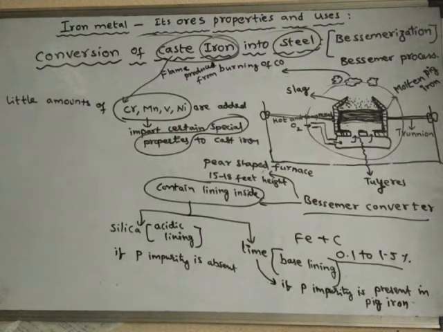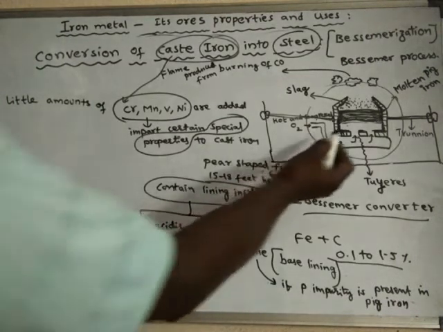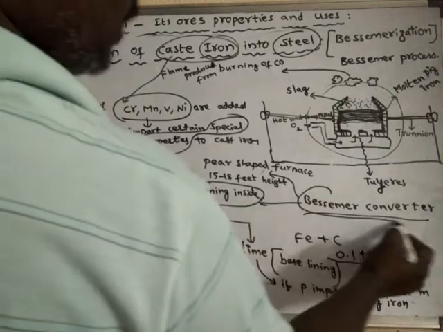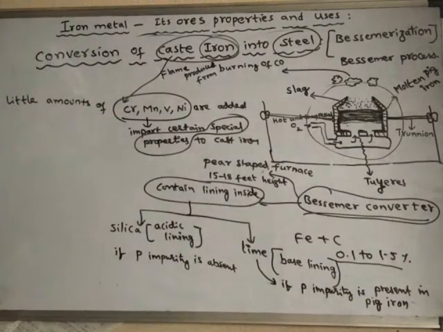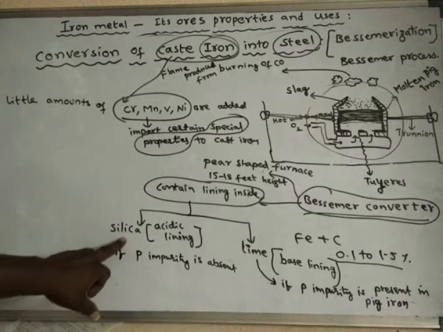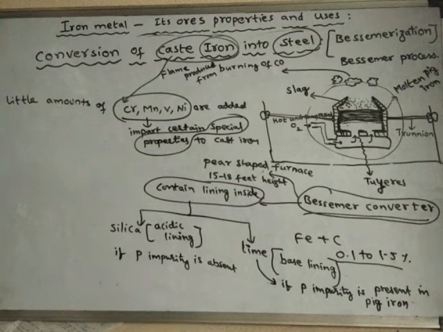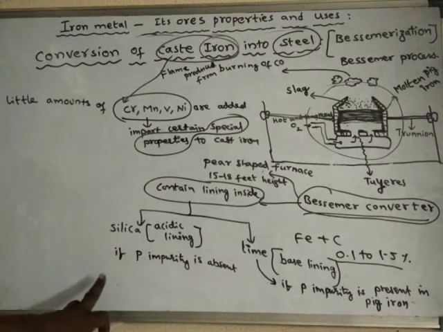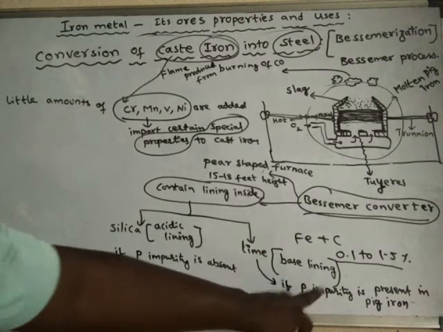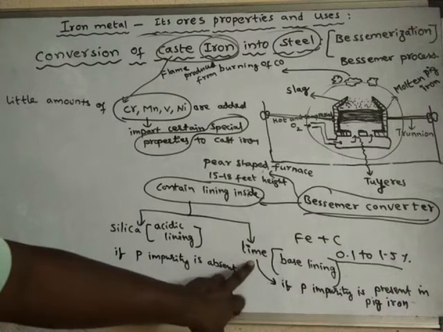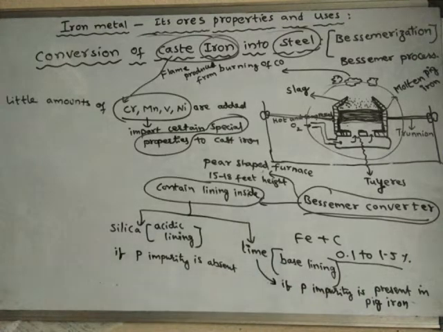Okay, so that means the Bessemer converter contains an inner lining. It may be made of silica or else it may be made of lime, depending upon the presence of phosphorus or not. So if phosphorus is absent, we will use silica lining. If phosphorus is present as impurity, then we will use lime lining.